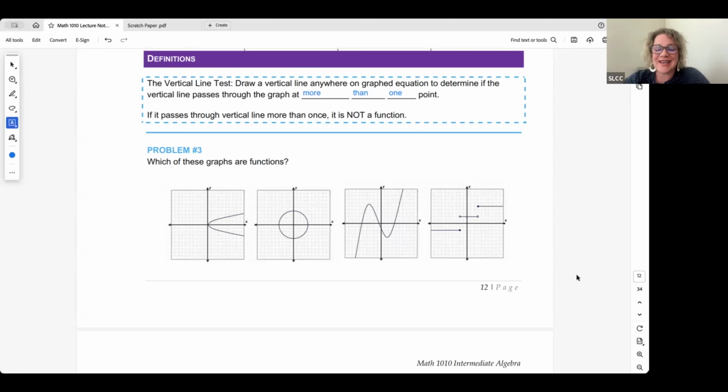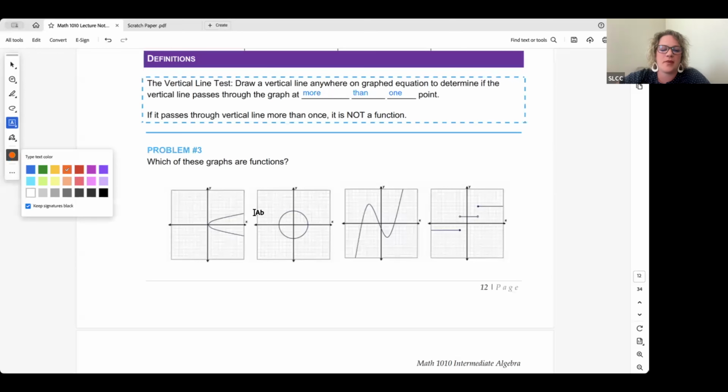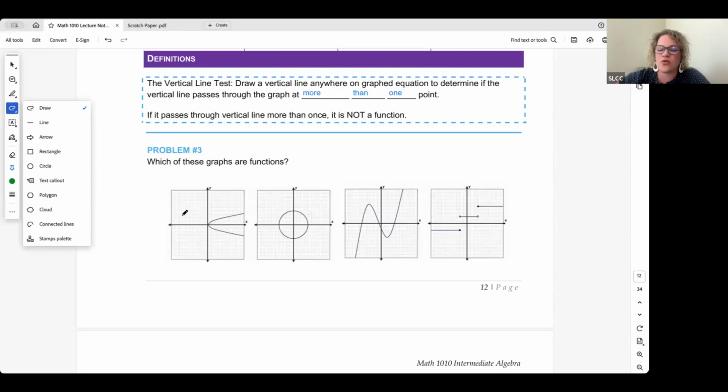Because we don't want the input to have different outputs, we can draw a vertical line and see if it passes through the graph at more than one point. If it does, it's not a function. Let's look at this example. Draw a vertical line through any piece of this graph.